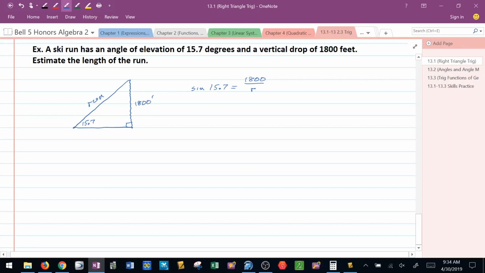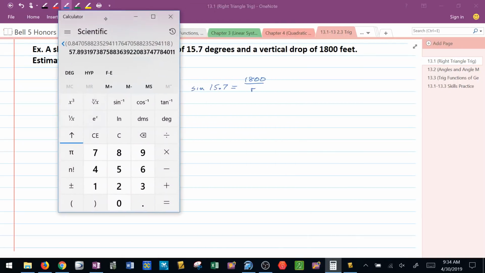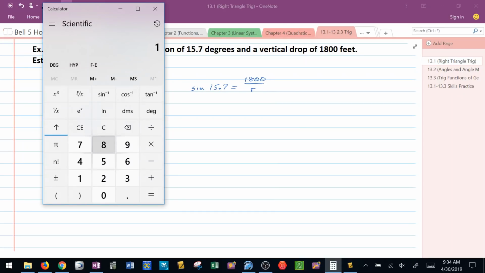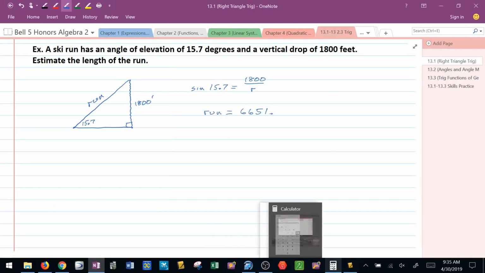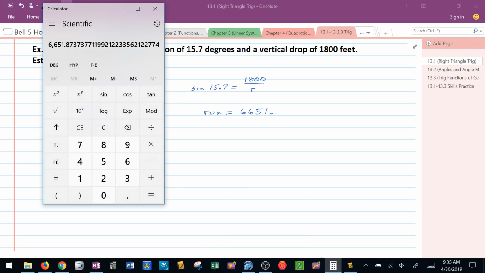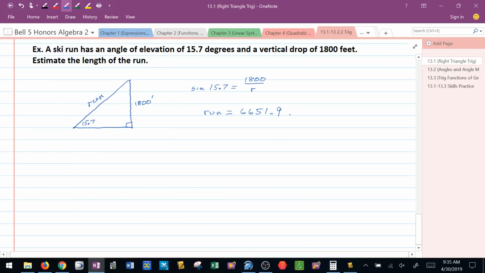Now I go into the phase of how do I solve it? I'm missing the bottom, so divide by trig. I'm going to take 1,800 and divide it by the sine of 15.7. And remember, again, I have to type this in backwards. Sine of 15.7, hit equals, and I get about 6,651. The run, let's round to the nearest tenth, 6,651.9, and that would be feet.